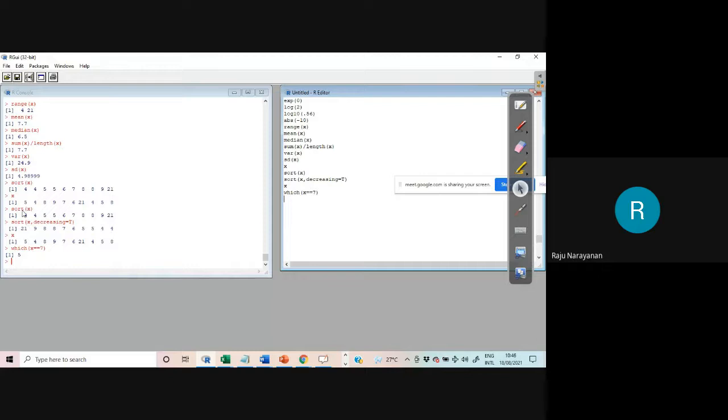Where is our x? Our x is here. 5 is in the first position, 4 is in the second position, 8 is in the third position, 9 is in the fourth position, and 7 is in the fifth position. Similarly, you can do which x is equal to maximum x, which x is equal to minimum x. All those games you can play.